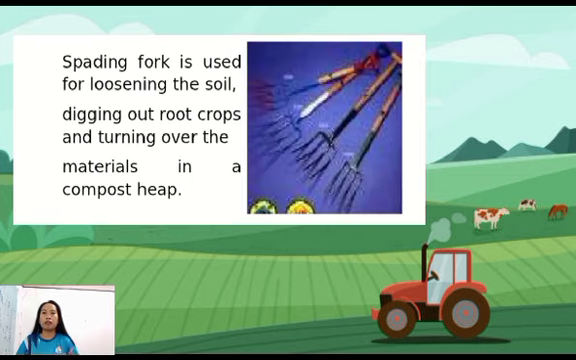The spading fork is used for loosening the soil, taking out root crops, and turning over the materials in a compost heap. A spading fork is a fork-like tool with long tines used for loosening soil, harvesting root crops, and turning compost.